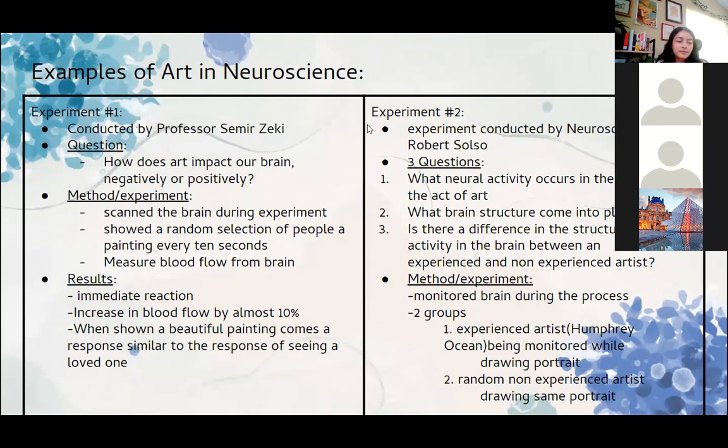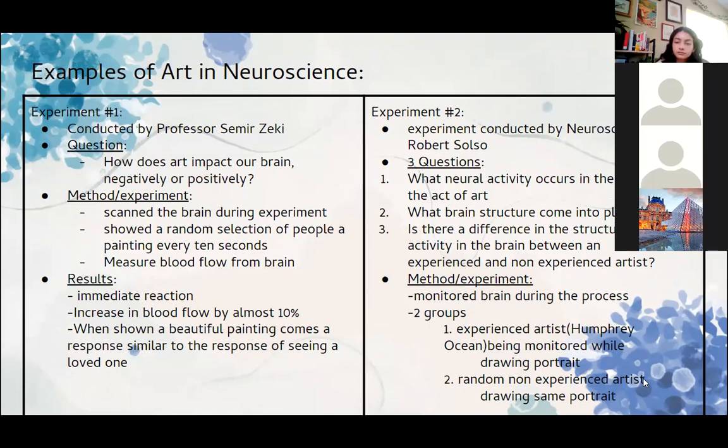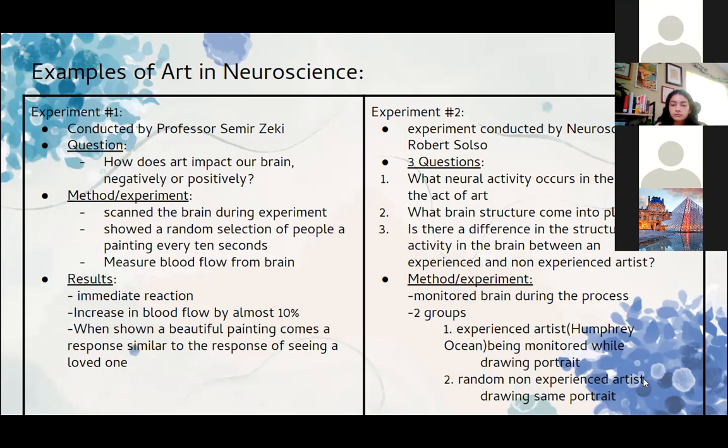And so what he did was he scanned the brain during an experiment and showed a random selection of people a painting every 10 seconds and measured the blood flow in the brain. And the results were an immediate reaction, which was an increase in blood flow of almost 10%. When shown a beautiful painting comes a response similar to the response of seeing a loved one.